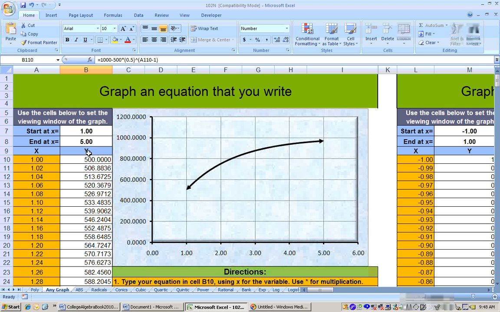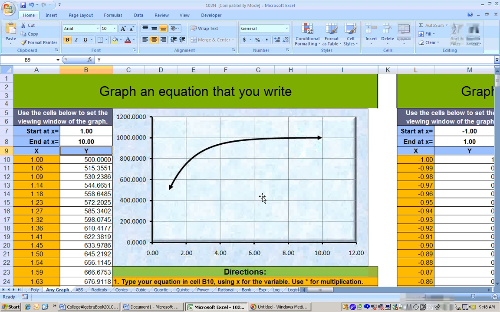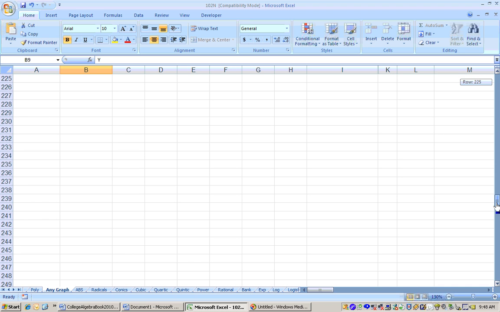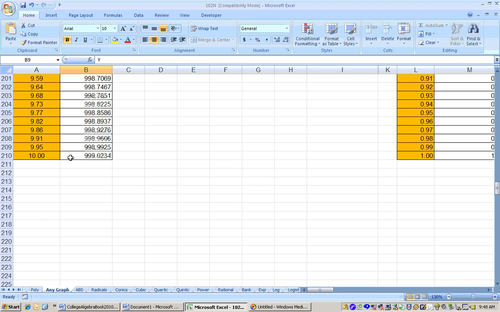That is the equation. If we go out farther, we can really see what it levels out to, and it does level out to 1,000. If we scroll way down here at the bottom, you can see you're extremely close to 1,000 at the end of 10 doses. You're up to 999.02. So it's getting closer and closer to that. So that should do it.